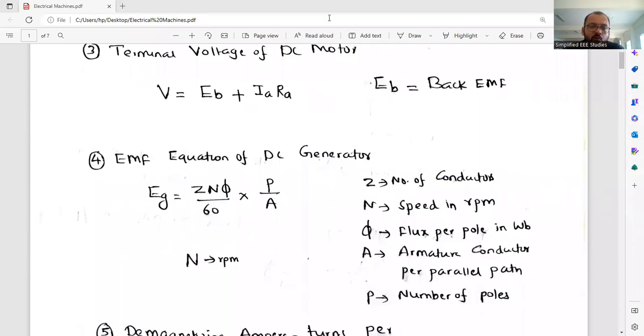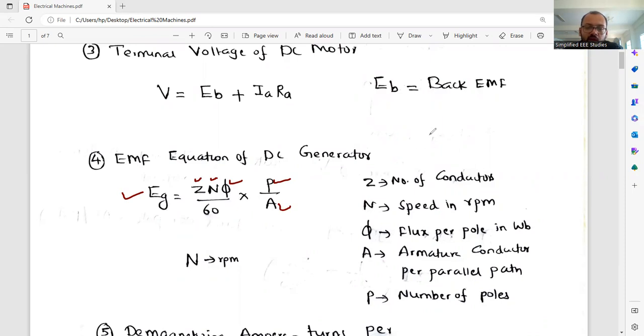Next is another equation for back EMF. That is EG is equal to Z N phi by 60 into P by A. This is another important equation. Here Z is the number of conductors, N is the speed of the armature, the speed of rotation of the armature, phi is the flux per pole in Weber, P is the number of poles, and A is the number of armature parallel paths.